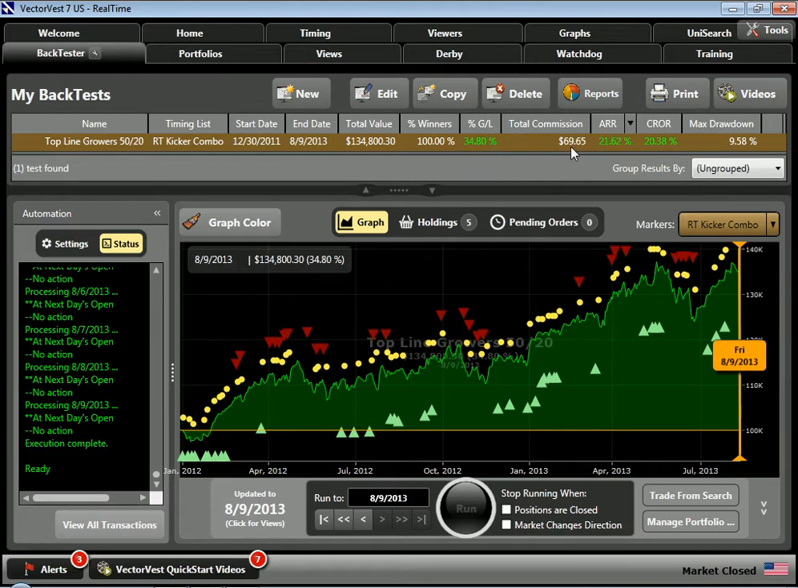Our commission load was 69.65, which means we had 7 trades, which means one stock stopped out and was replaced. That made an average annual return of 21.62% with a maximum drawdown of 9.5%.